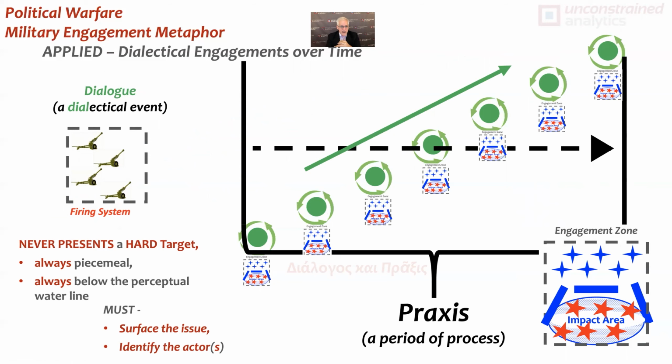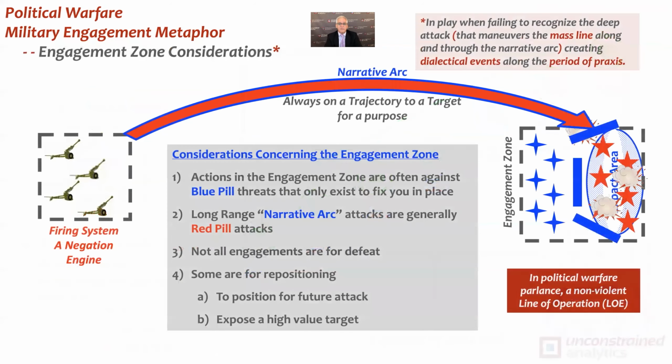The left never presents a hard target. It's always piecemeal. It's always just below the perceptual waterline so that you feel a little uncomfortable calling out a target and surfacing the issue. You always feel a little uncomfortable identifying the main actors doing the launch and defining what they're actually doing, because they haven't given you enough, because you're relying only on what you're seeing and not developing them for your targeting purposes. They will never give you a target. The first thing they do when they attack you, even if it's not true, is put a target on you. It's one thing they've denied us.